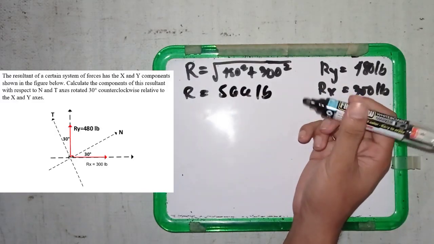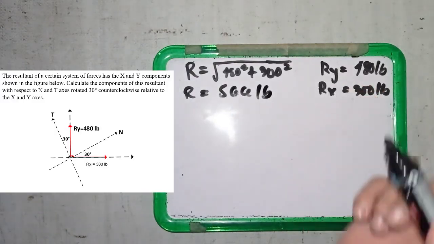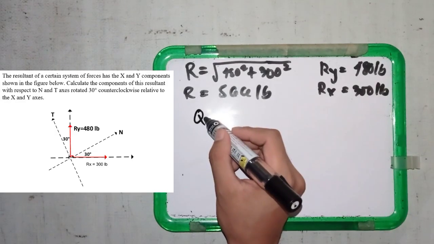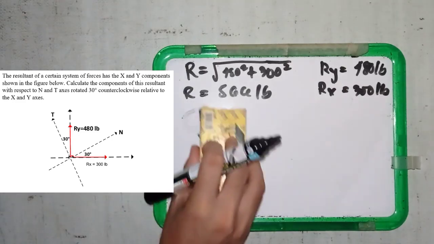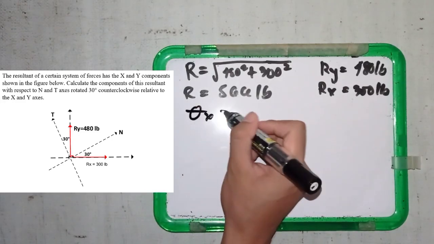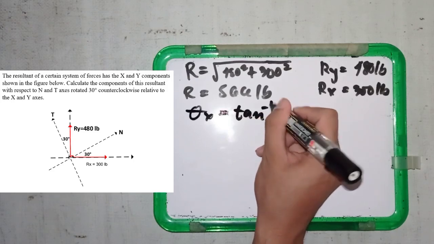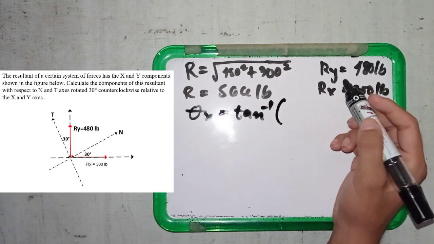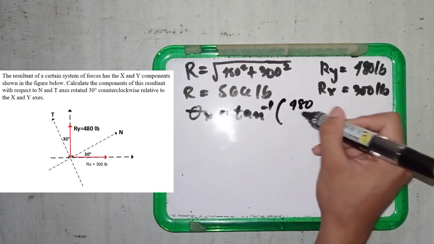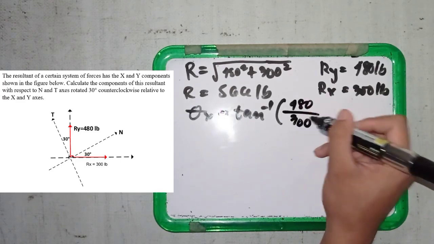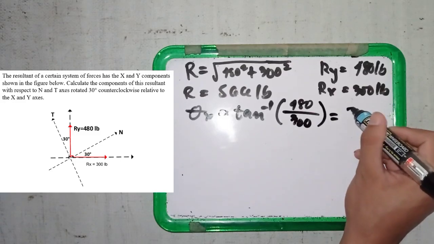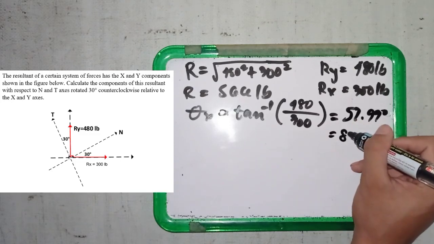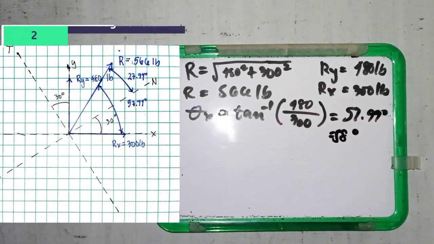Now we have the 566 pounds. Next, we need to find the angle of the resultant. So the resultant angle is the inverse tangent. We need to input the y component of the resultant, which is 480, divided by the x component, 300. What we have here is 57.99 degrees, or approximately 58 degrees.